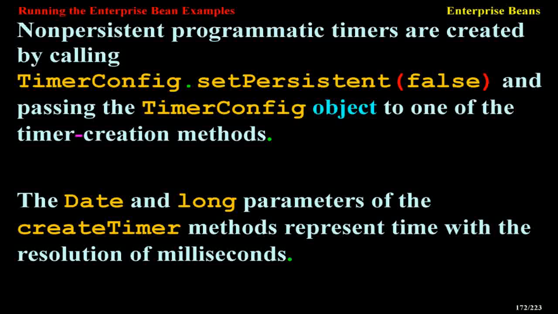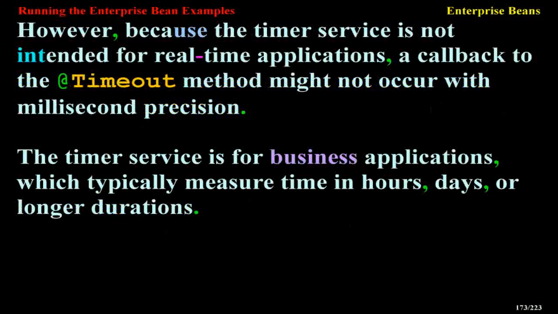The date and long parameters of the create timer methods represent time with a resolution of milliseconds. However, because the timer service is not intended for real-time applications, a callback to the timeout method might not occur with millisecond precision. The timer service is for business applications, which typically measure time in hours, days, or longer durations.